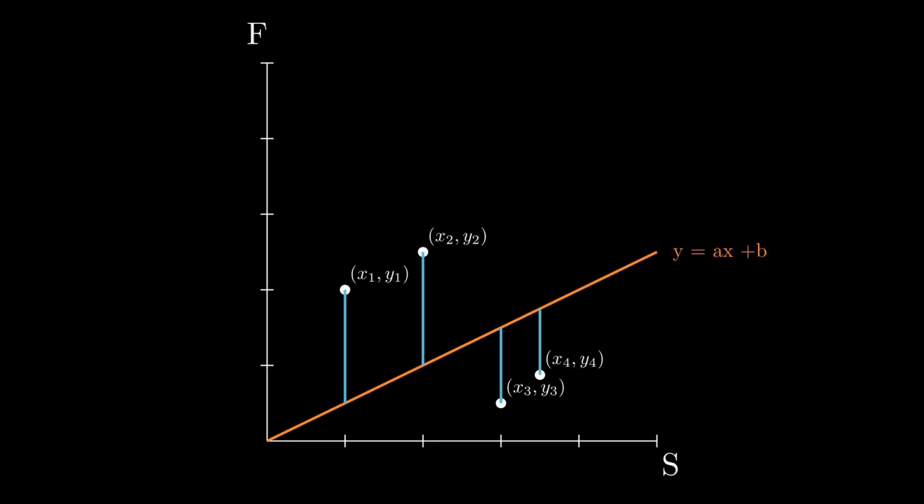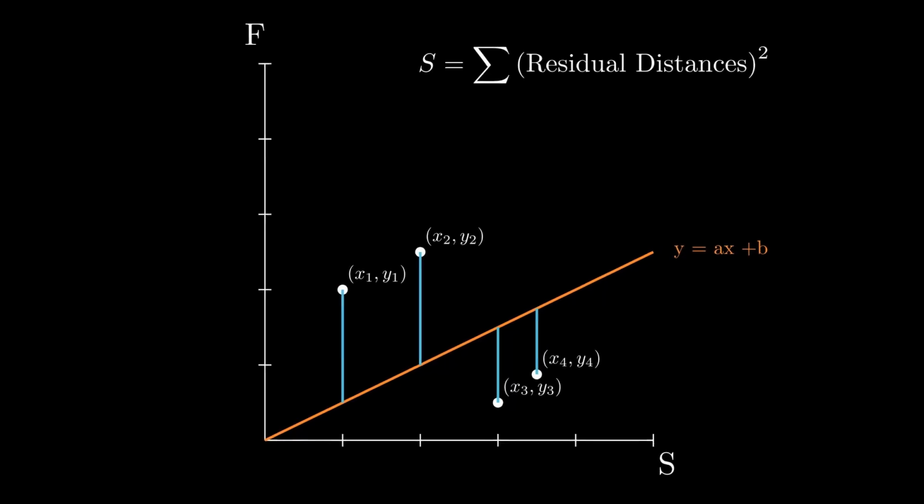Now, let us also assume that the best fit line that models this dataset is given by the equation y equals ax plus b, where of course a and b are constants. So now we're considering the sum of residual distances square here. Now, for the sake of the video, I'll only be considering the vertical residues, but of course this works with the horizontal ones as well, as I mentioned in the previous part of the video.